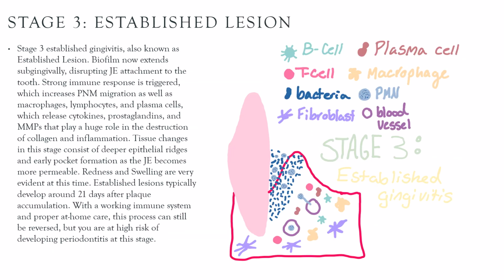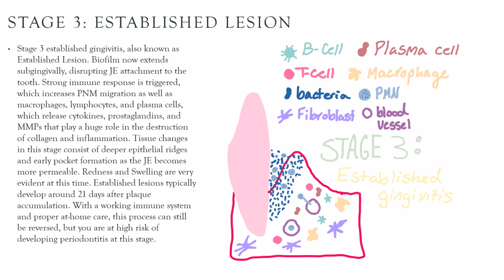We're now looking at stage 3. We're at the established lesion, also the established gingivitis. This is where the biofilm also starts to extend subgingivally. The B cells and plasma cells start to enter the epithelium. This subgingival biofilm also causes a strong immune response. All of this triggers a lot of our PMNs, our leukocytes, our plasma cells, all to migrate to the site.